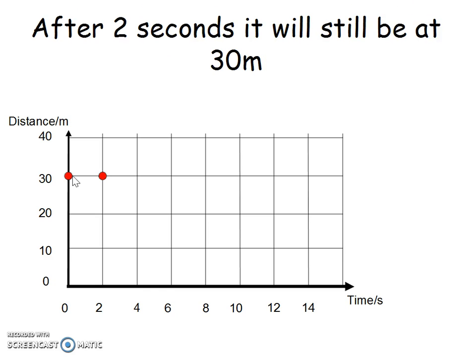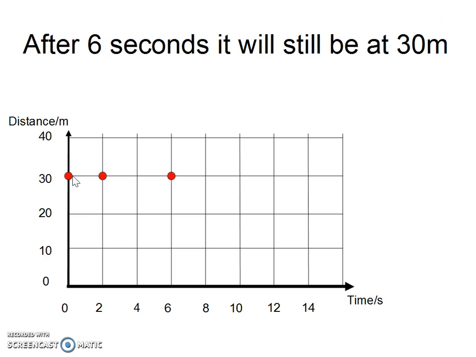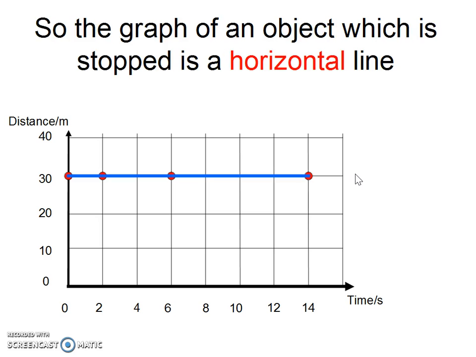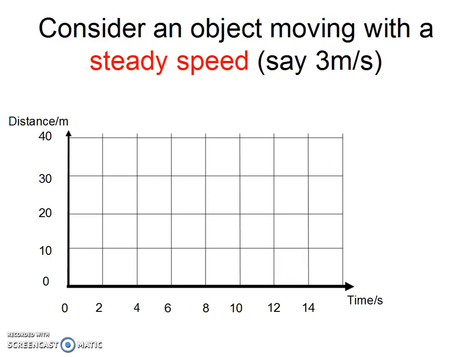Now, after 2 seconds, if it is not moving, it will still be at 30 meters. After 6 seconds, if it is not moving, the distance is going to stay the same, but time is always moving. So it'll be the same thing after 14 seconds. So what you need to know is, if something is stopped, it is not in motion, you will see a horizontal line. Make sure you know that.